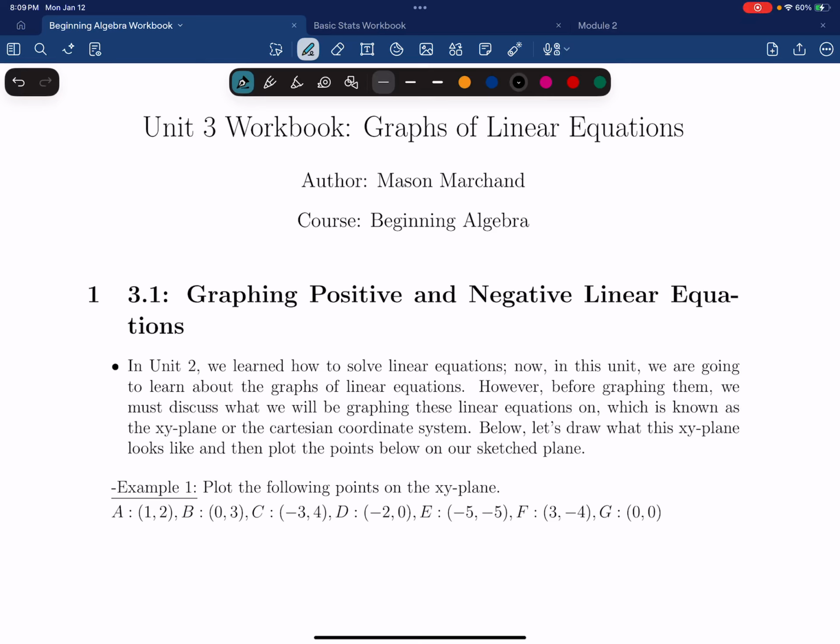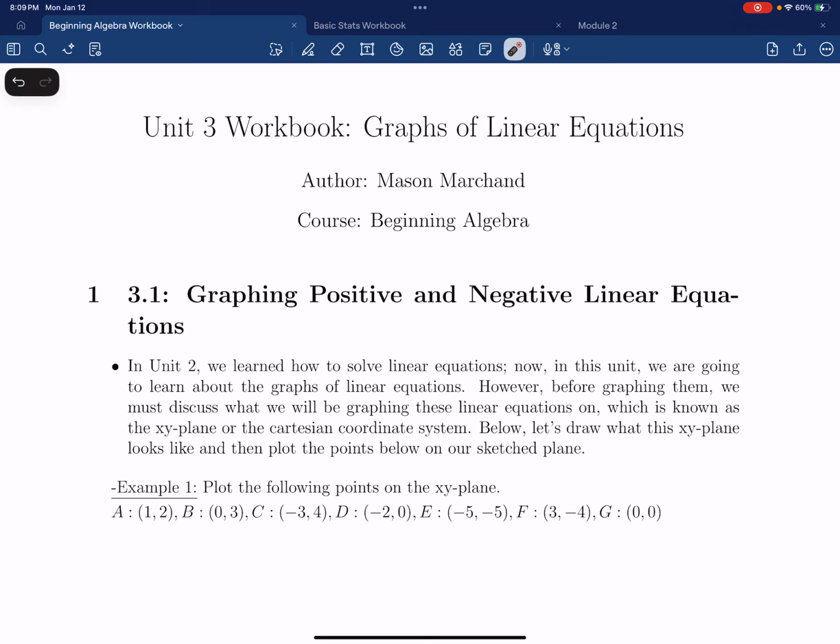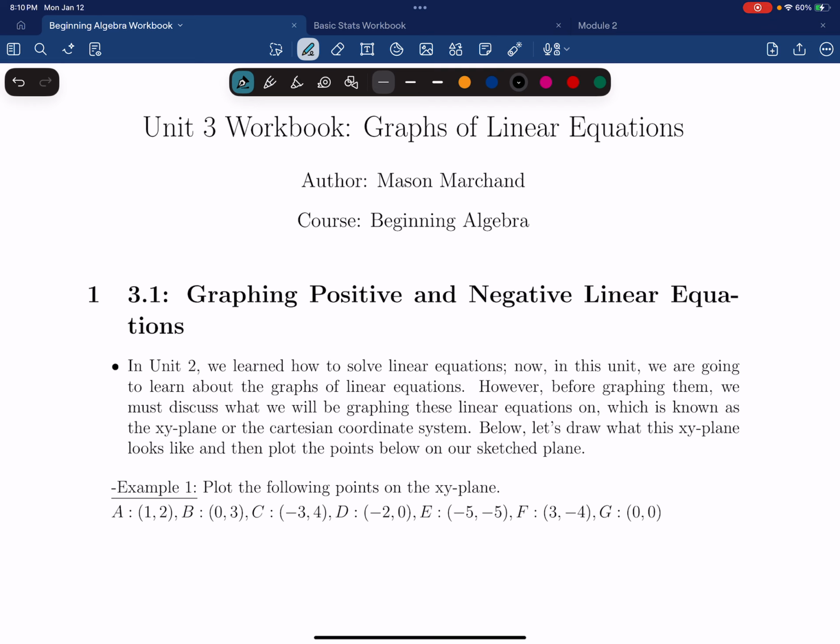Welcome to Unit 3. In this unit, we are going to be learning how to graph linear equations. So in Unit 2, we learned about how to solve linear equations. Now in this unit, we're going to learn about the graphs of those linear equations. However, before graphing them, we must discuss what we will be using to graph these linear equations on. And what we're going to graph them on is known as the xy plane or the Cartesian coordinate system.